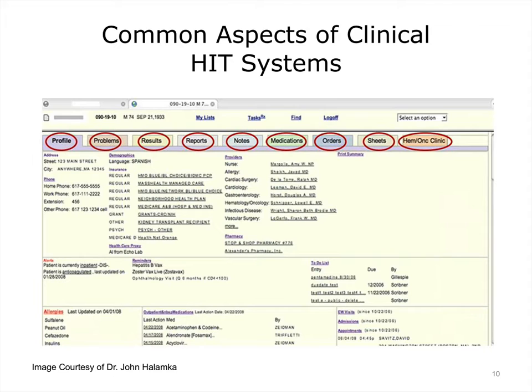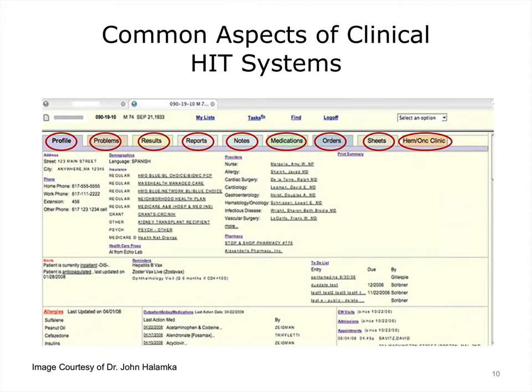This generic record represents some of the common aspects of clinical HIT systems. Similar to a patient chart, the electronic record consolidates and organizes patient data for ease of use and retrieval using a common metaphor that clinicians are very used to, the tab metaphor.